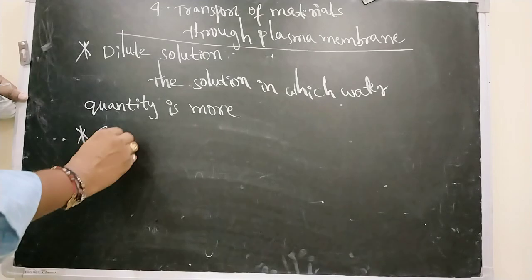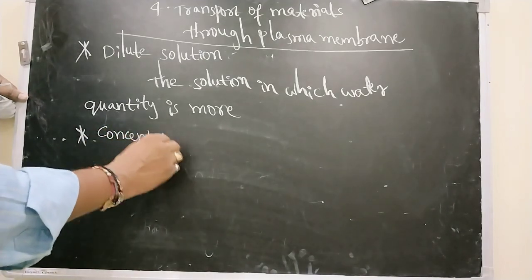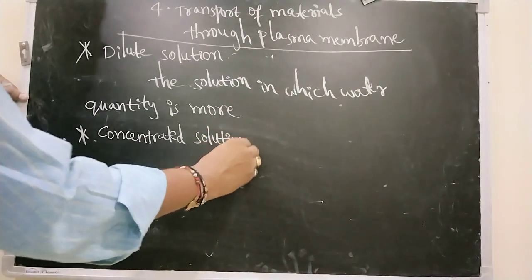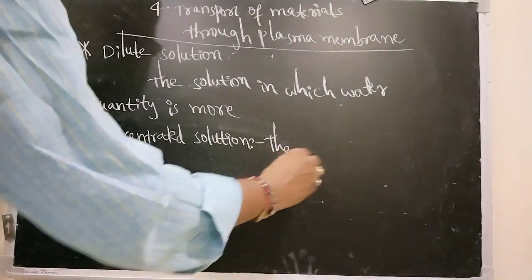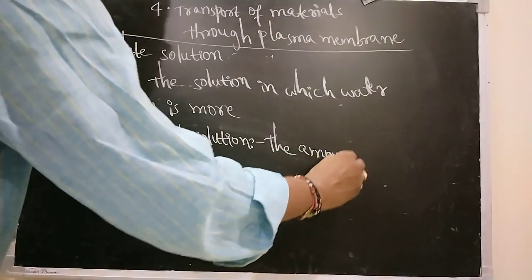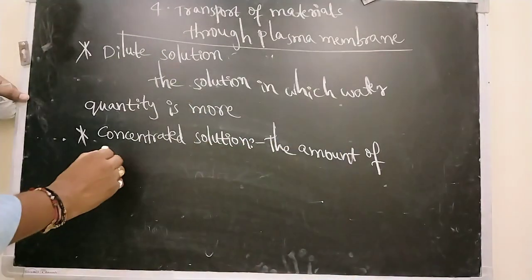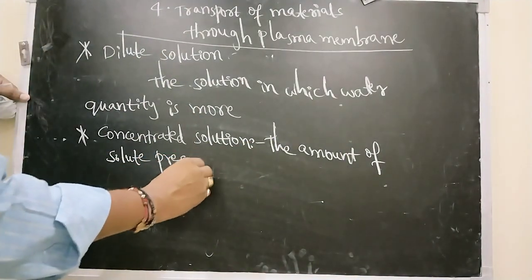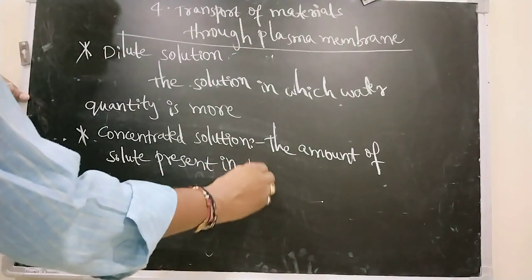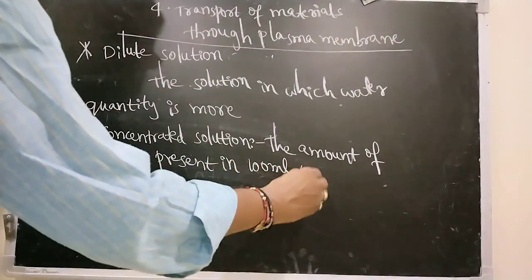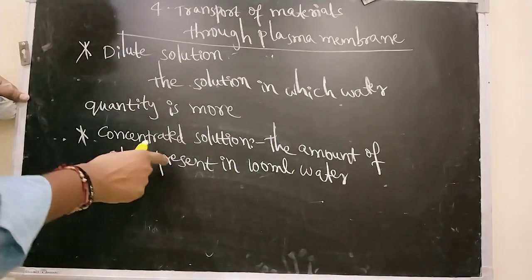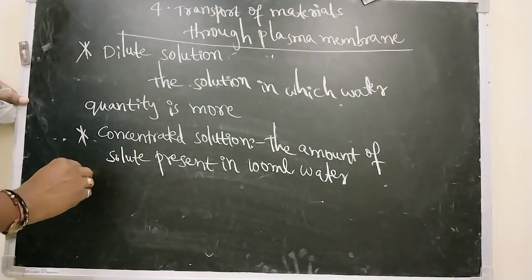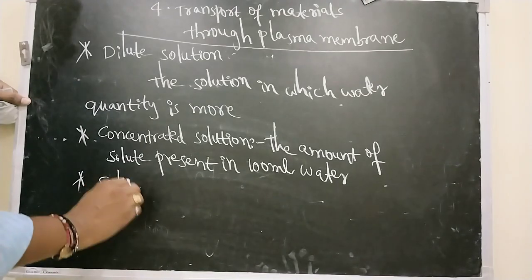Next one, concentrated solution. The amount of solute present in 100 ml water is called concentrated solution. Next, saturated solution.